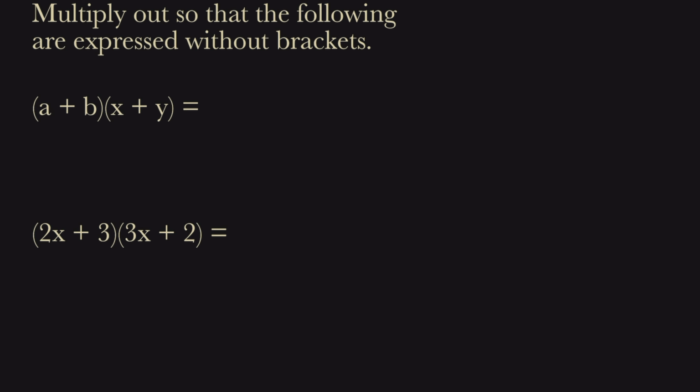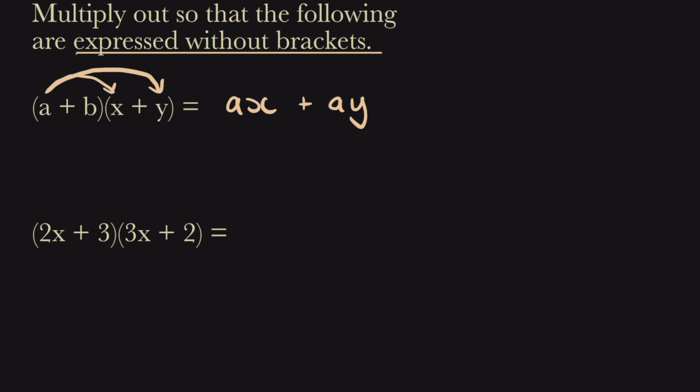Let's jump into it. This question is asking us to multiply out so that the following are expressed without brackets. What we need to understand here is we need to multiply everything in the first set of brackets by everything in the second set of brackets. So we need to multiply a by x, which is ax. We need to multiply a by y, which is going to give us positive ay. We need to multiply b by x, which will give us positive bx. And we need to multiply b by y, which will give us positive by.